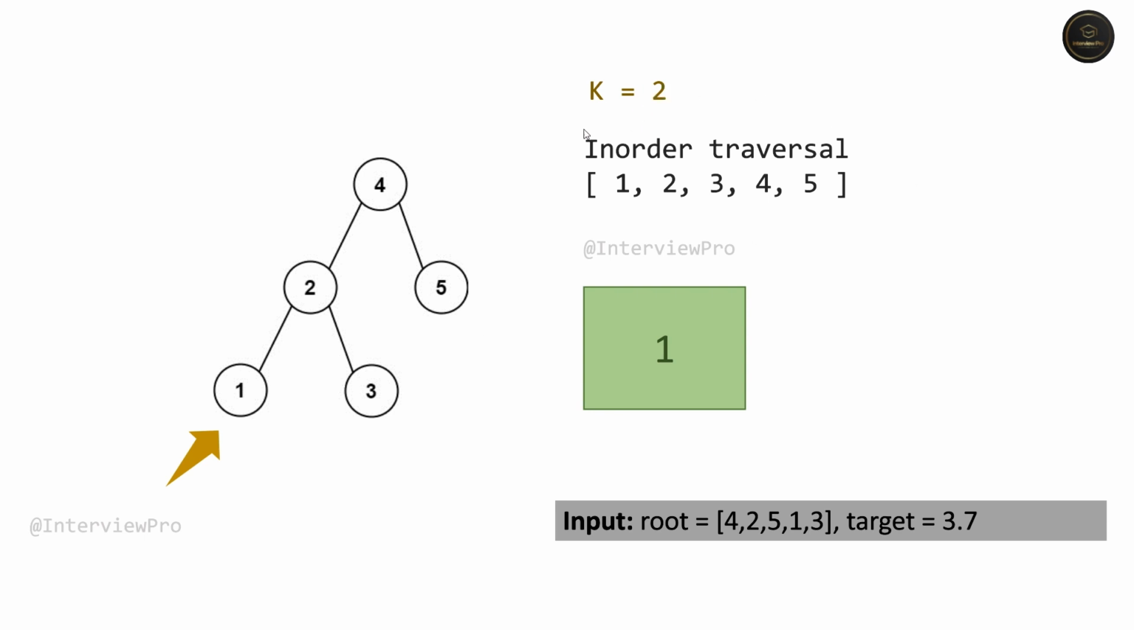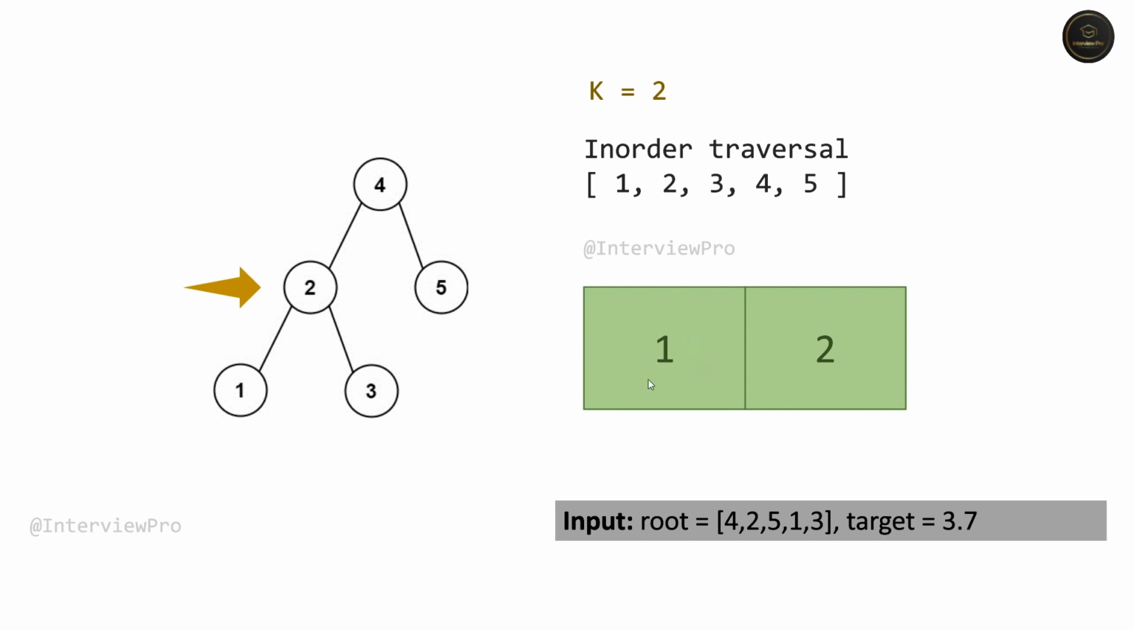And what is our required number of closest values? It is 2. So let's take a queue to maintain our closest values. Why use a queue? You will understand it in a minute. First, add 1 to the queue. Move to the root as per in-order traversal.